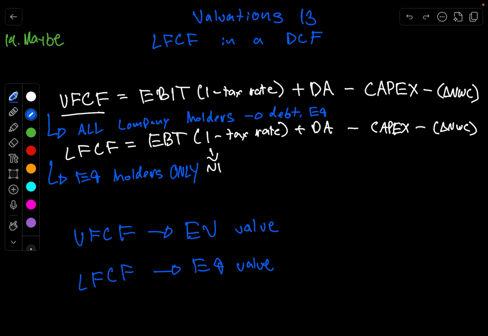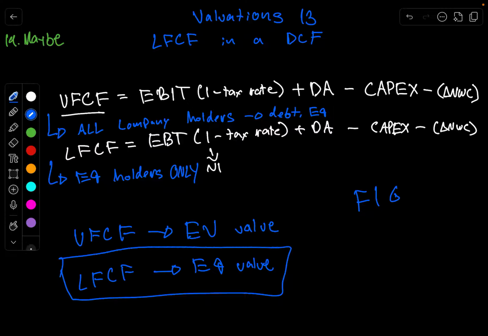And in general, this isn't incredibly important, but if you're recruiting for FIG, this is a pretty common question to get, right? Because in FIG, they do not use unlevered free cash flow. They don't look at enterprise values because essentially those businesses are in the business of debt, right? So that's kind of their normal operation. So it doesn't make sense that you would look at enterprise value there. So you look at equity value. So that's why, especially for FIG, you should know that if we run a DCF with levered free cash flow, that will give us equity value.